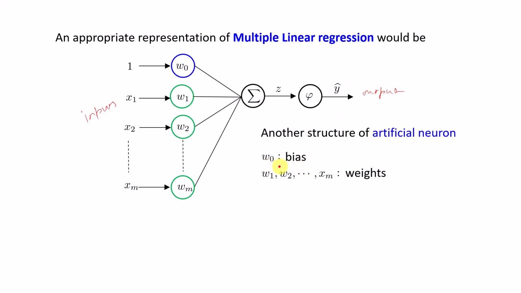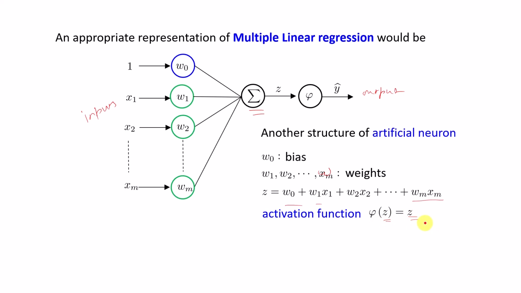We have W0 as bias and W1, W2 up to Wm as weights. Now we have this summation here, and the summation is giving us W0 plus W1 x1, W2 x2 all the way up to Wm xm. After summation, it goes through the activation function, and the activation function is also doing the same thing. Whatever it is taking as input, it is giving the same output. So essentially the activation function is doing basically nothing here.